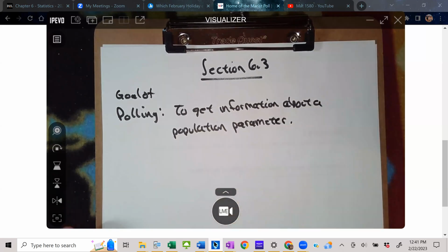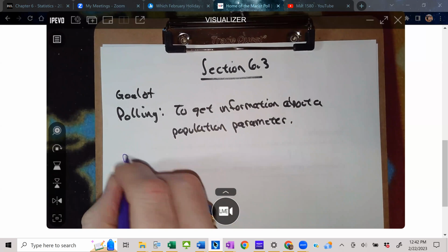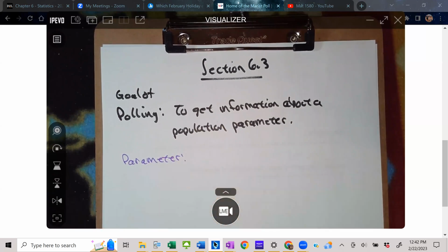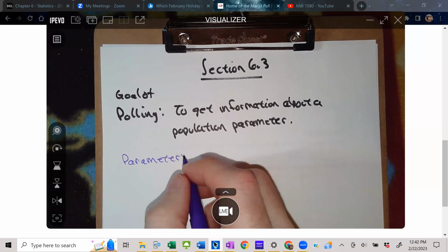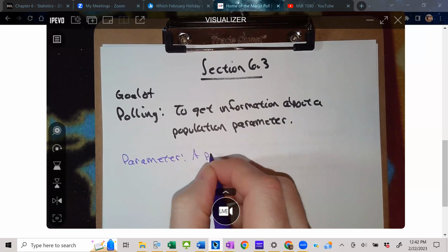Now, it's been a minute since we've discussed population parameters, so maybe we should remind ourselves, and feel free to unmute yourself and jump in. What's a parameter? What is a parameter? No one? All right. So a parameter applies to the whole population.